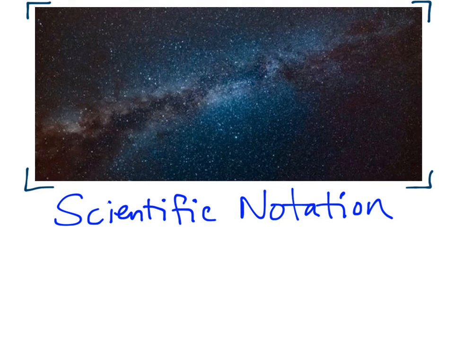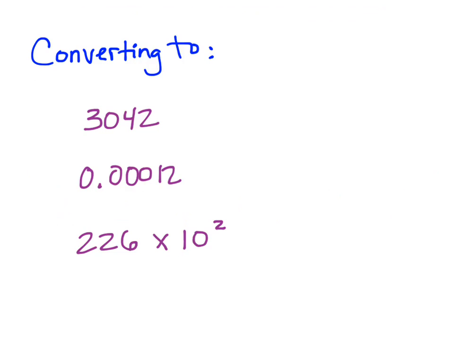In any situation where we're dealing with very large or very small numbers, it's helpful to have a way to concisely write those numbers. And that is the purpose of scientific notation. So let's review the rules for how this works.